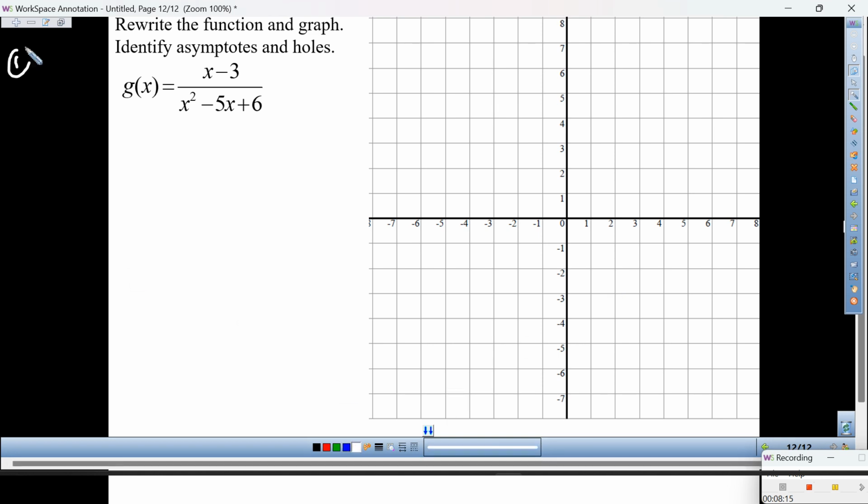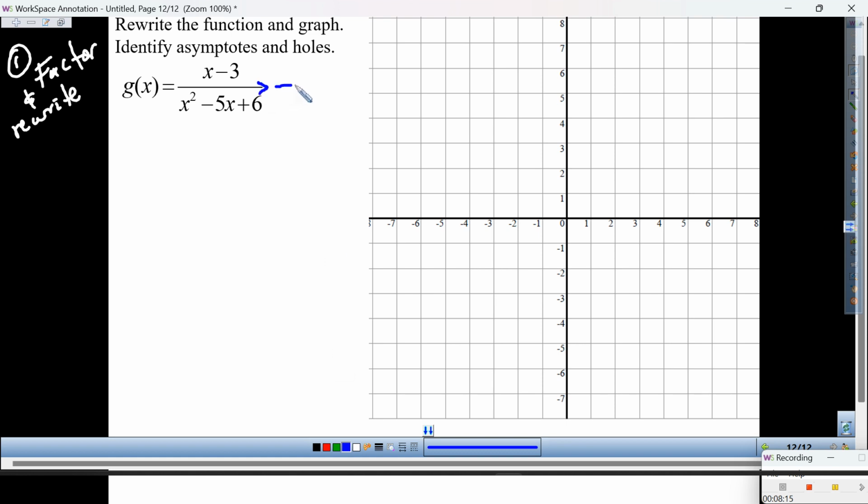Step 1, factor and rewrite. Factor and rewrite. Okay? Here we go.